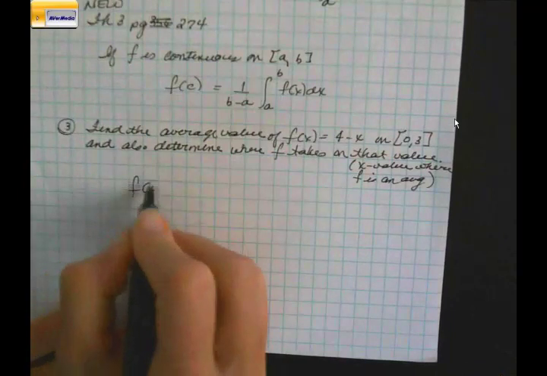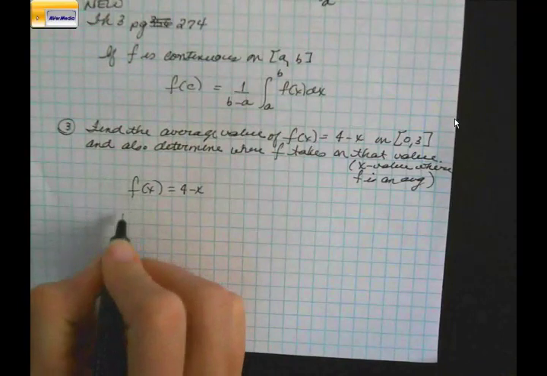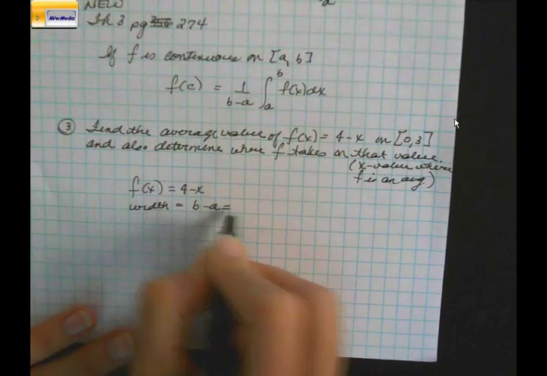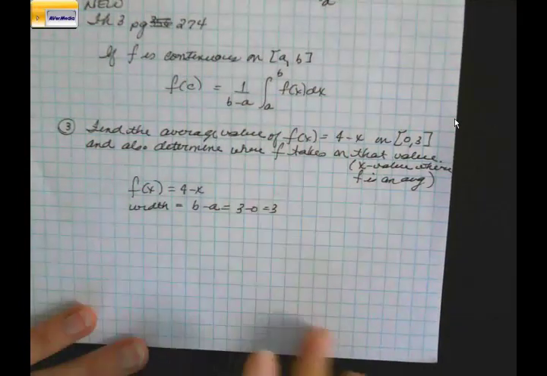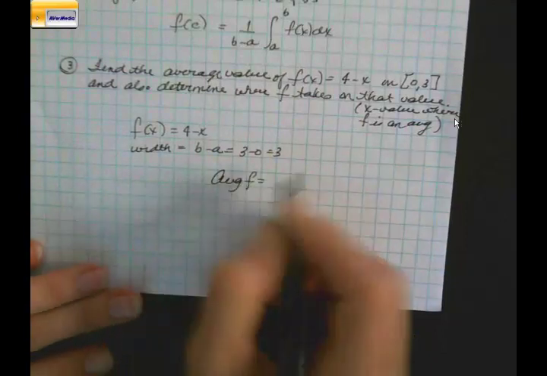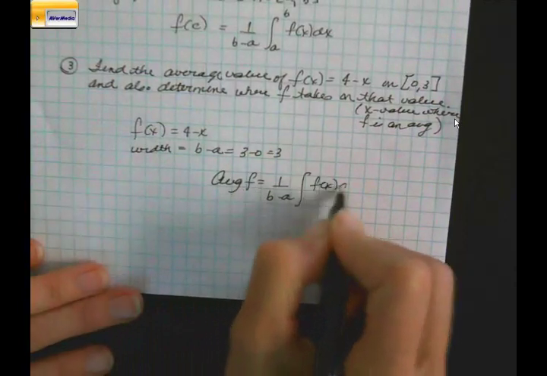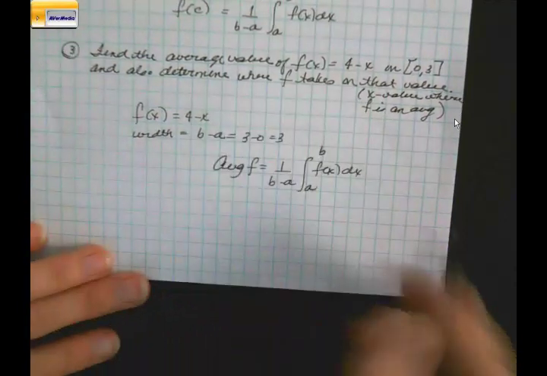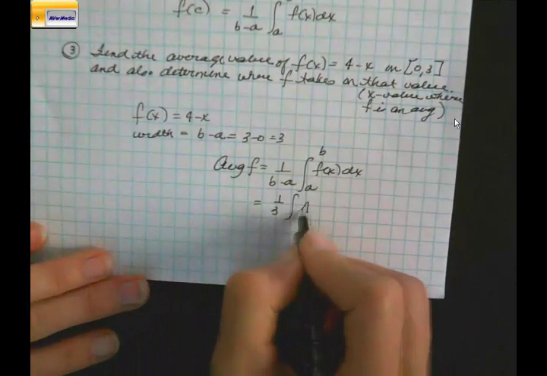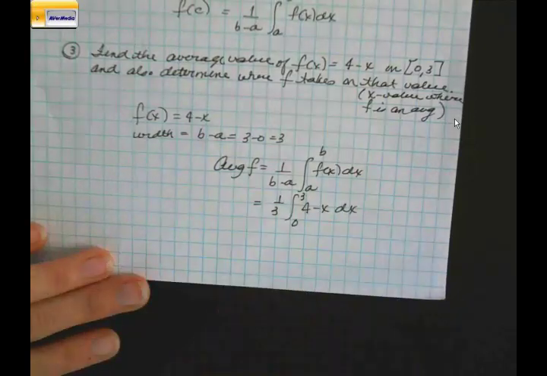All right, so if your f of x is 4 minus x, the width of the interval is b minus a, which is 3 minus 0, which is 3. So to calculate the average value of the function, it's 1 over b minus a, the integral of f of x dx from a to b. So this turns out to equal 1/3 the integral of 4 minus x dx from 0 to 3.